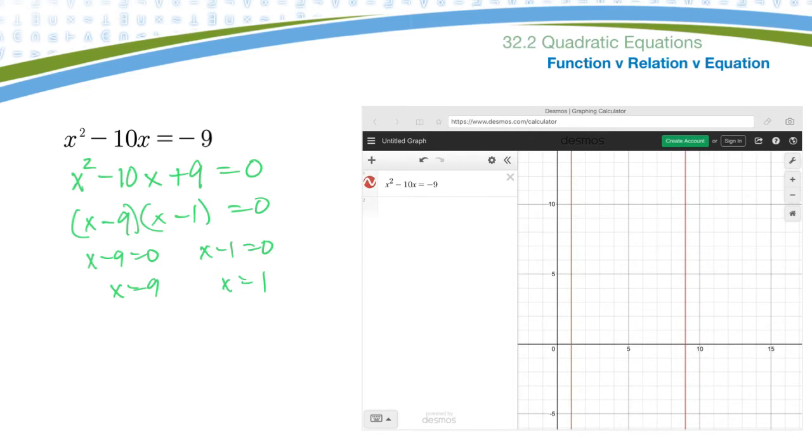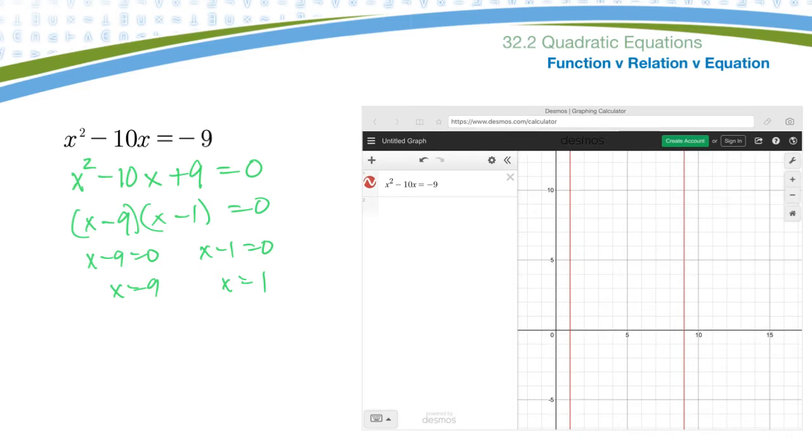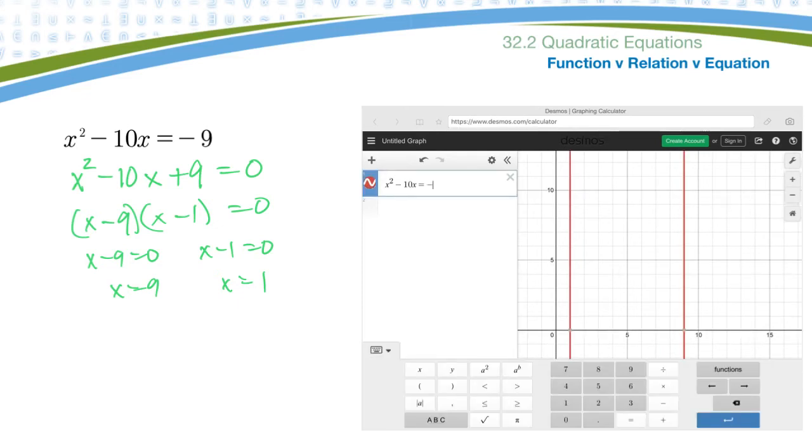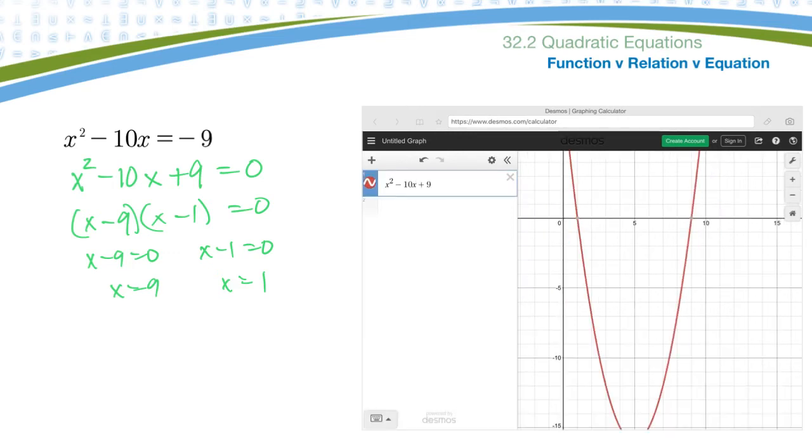Oh, that doesn't look like a very nice graph. Maybe I need to put a y equals in there. Let me just delete some of that. Whoops. x plus 9. Oh, there, it's still quadratic right there. So you can see it crosses at 9 and at 1, just like I figured.